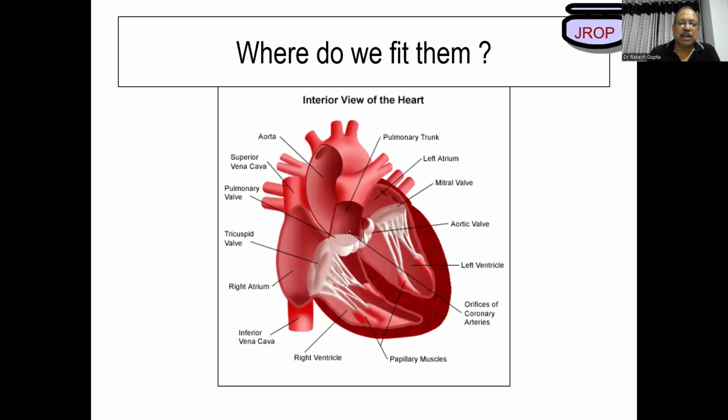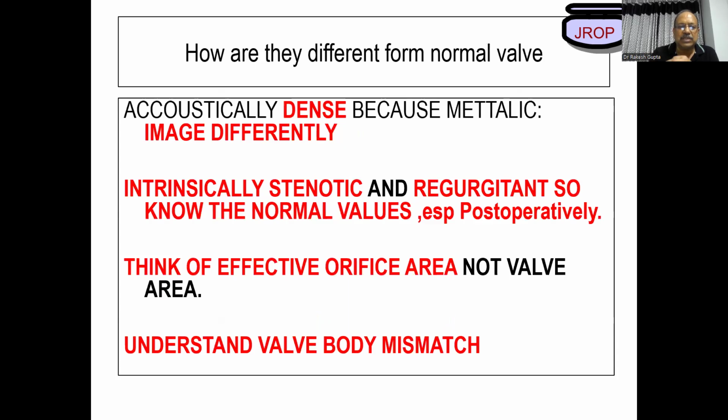Next is, how do they fit them? Where do we fit them? We fit them at the level of the annulus. So obviously, when we have an annulus which is almost 2 centimeters square for the aortic valve, if you put in another annulus over there, the effective size becomes 1.8 automatically. So that's how it works.